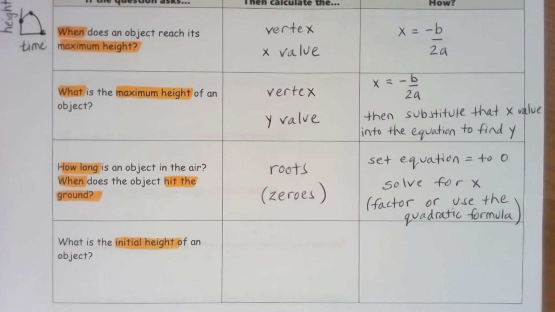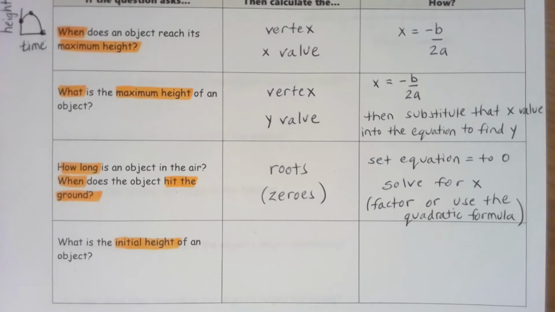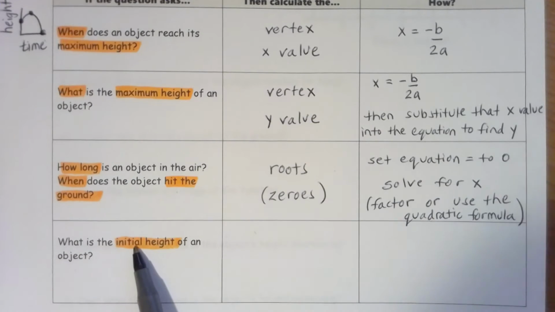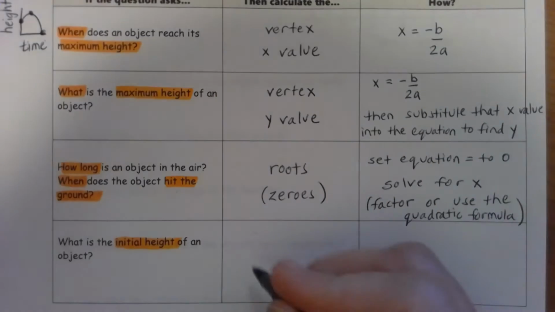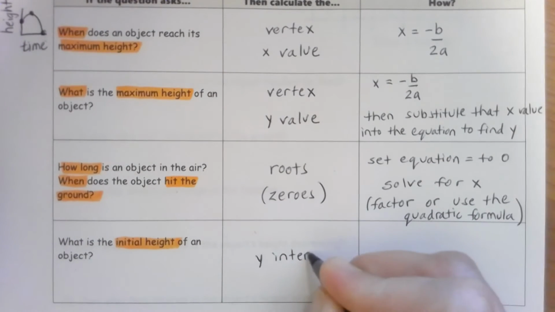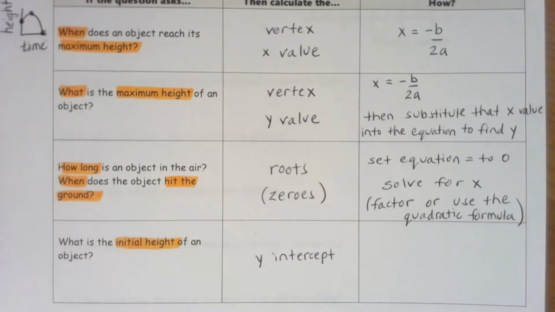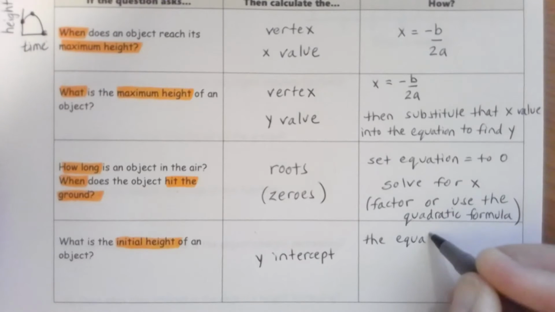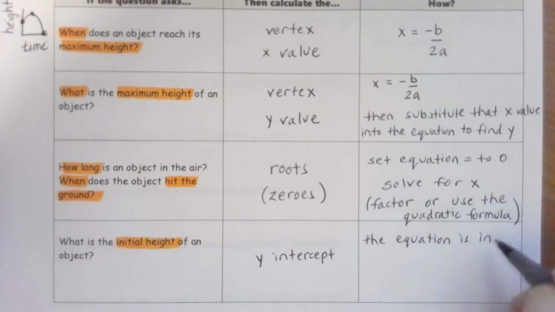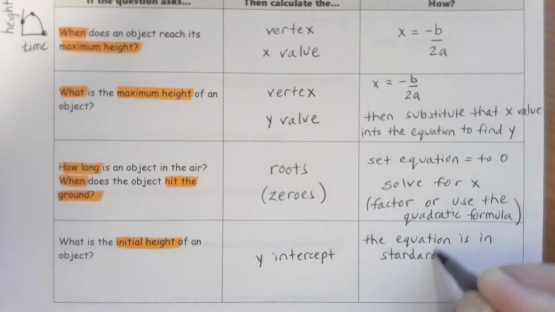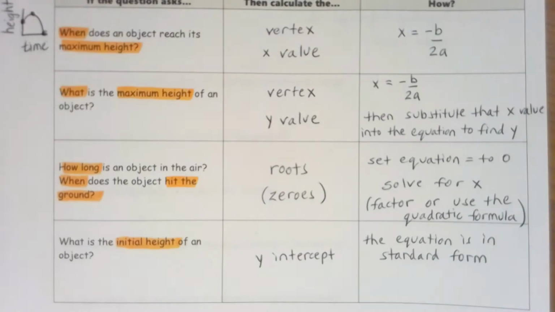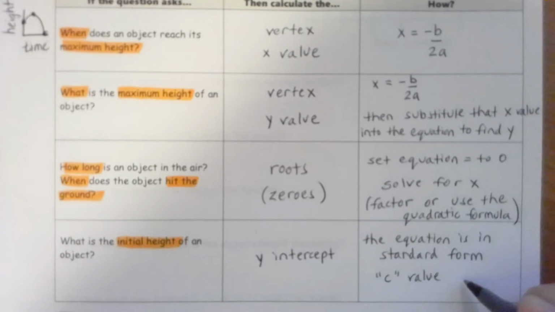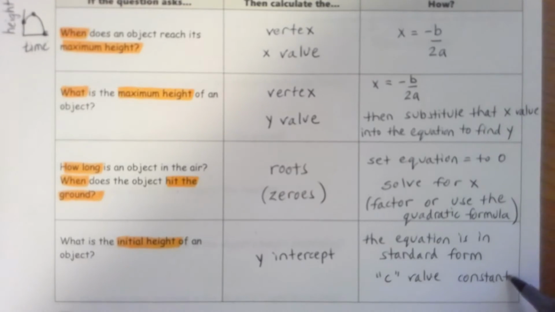Okay, your last question is, what is the initial height of the object? So the initial height is when you started, and our keyword is initial, which means we're looking for the y-intercept. And as long as the equation is in standard form, the y-intercept is going to be easy to see. It is going to be our c value, or the constant of that equation.